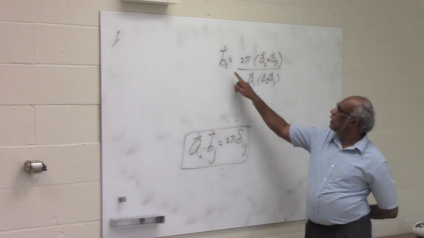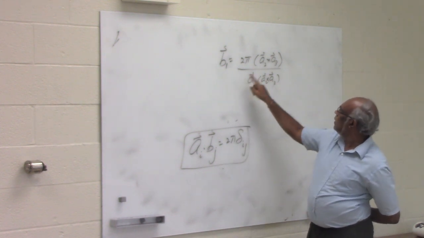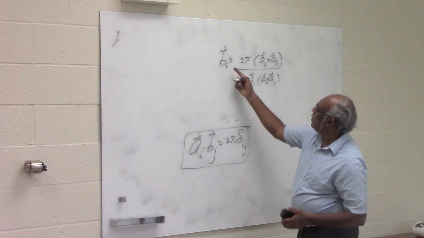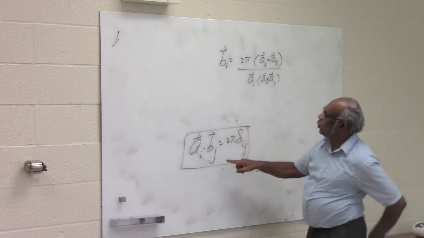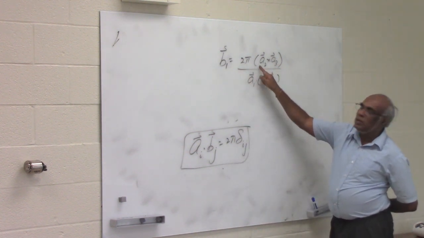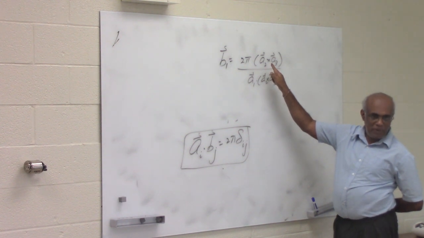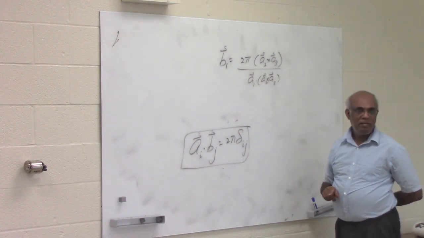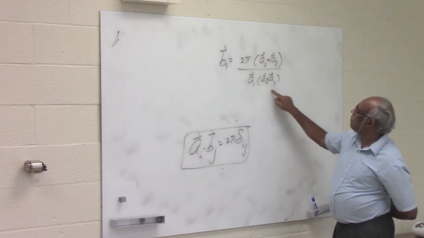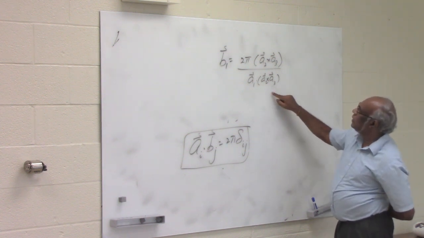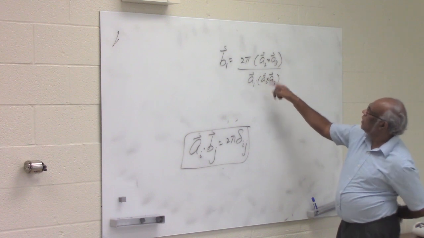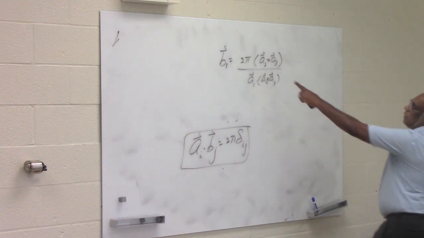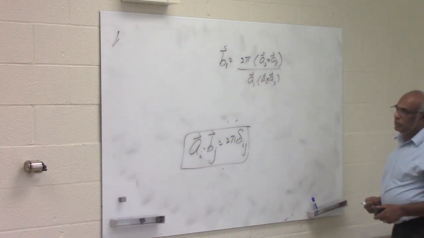If I multiply this B1 by A2, then what happens? A2 and A2 becomes 0, right? So that means this is the right one. Also you can see if you take this one, it will have exactly the right dimension to get this 2 pi value. I'll show that one later.